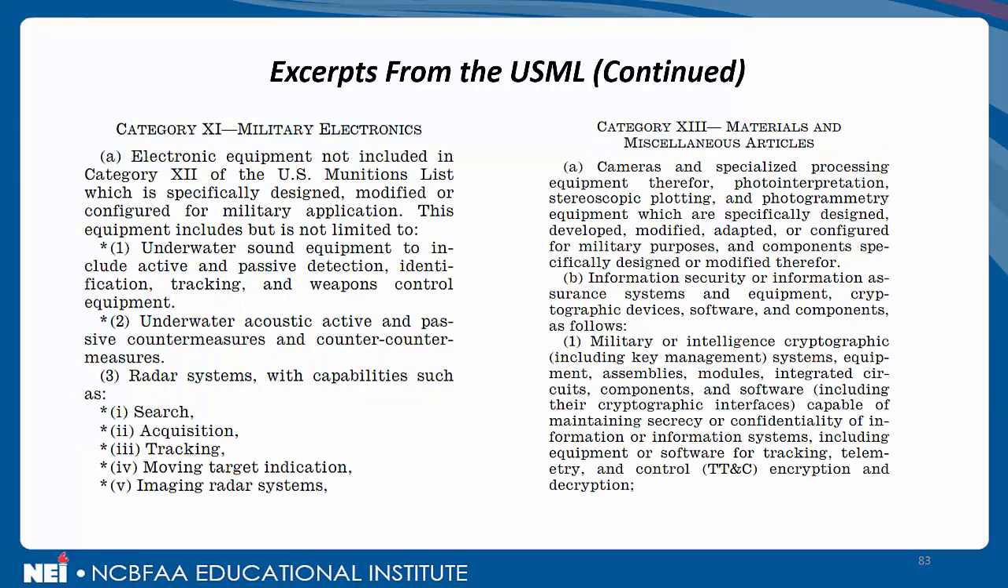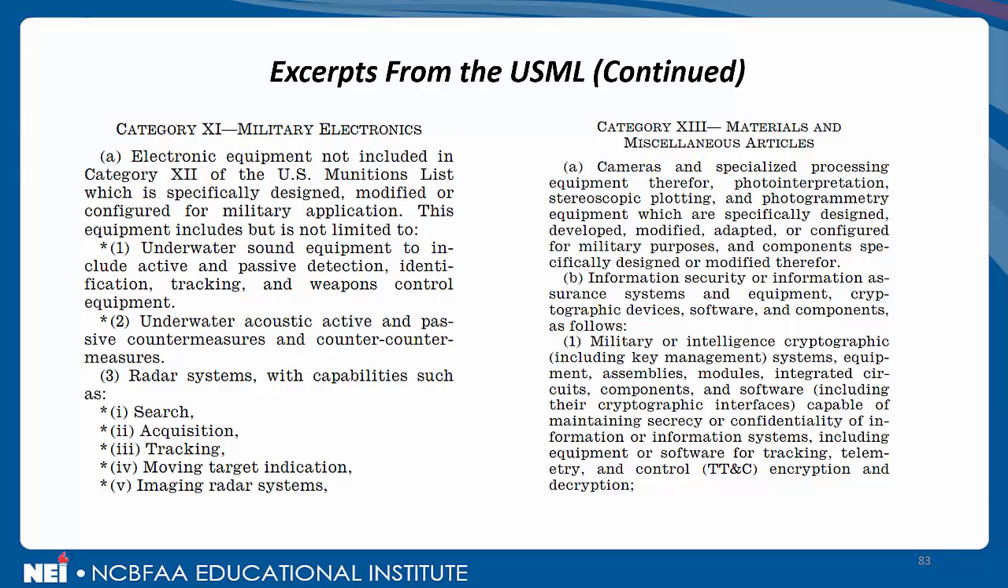A couple of other excerpts. Let's have a look at Category 11 on the left, military electronics, starting with A, that is further broken down into 1, 2, and 3. It could be more, but in this case, there are just 3. And then lowercase Roman numerals. This is an example of the nomenclature and how the categories are organized. We'll define it specifically, as we said, in just a few moments. But we're talking about military electronics. That could be anything from underwater sound equipment to underwater acoustic active and passive countermeasures to radar systems. Again, the category goes on into much greater detail, different types of military electronics, but we want to get a look at how things are organized.